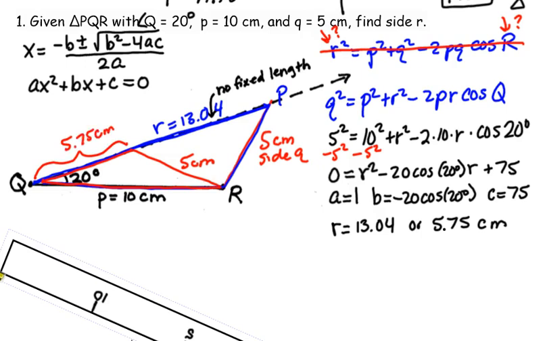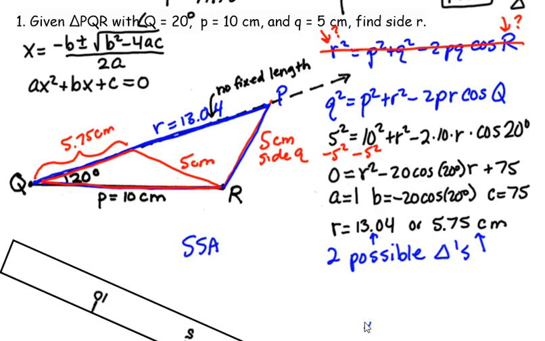So notice we don't have just one possible triangle. There are 2 possible triangles because I have 2 possible positive solutions. This is why a side-side angle triangle sometimes gives us issues, and that's why it's called the ambiguous case, because there could be 2 possible triangles. Now there aren't always 2 possible triangles, so in the next video we're going to look at the other possible things that could happen with a side-side angle triangle.